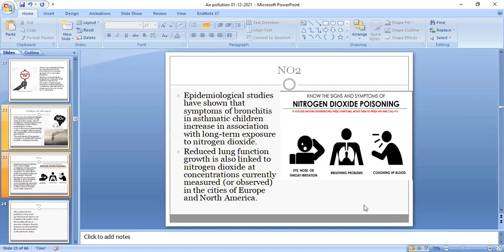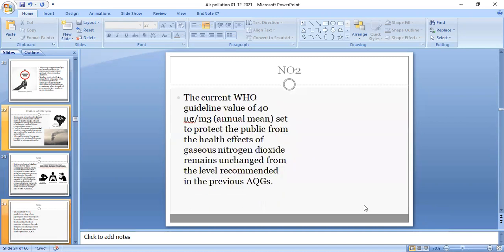These are eye, nose, and throat irritation, breathing problems, and coughing up blood. The current WHO guideline value of 40 micrograms per meter cube annual mean, set to protect the public from the health effects of gaseous nitrogen dioxide, remains unchanged from the level recommended in the previous air quality guidelines.